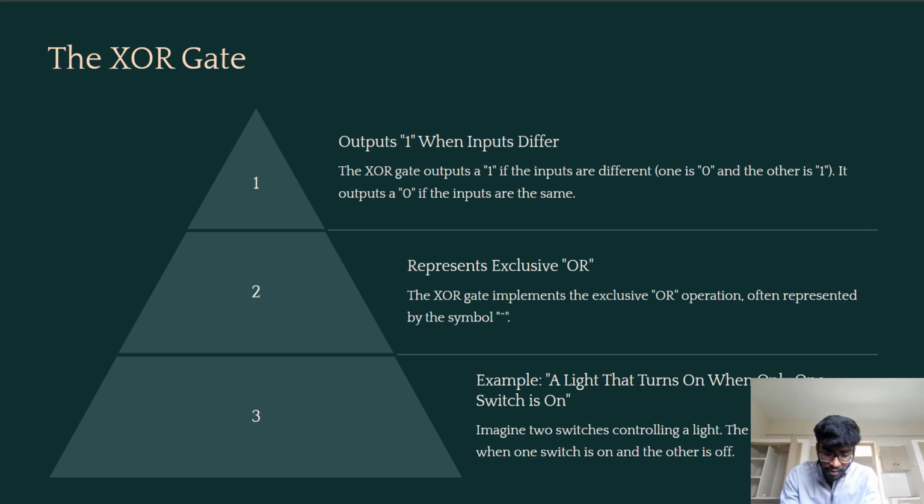Example: a light turns on when only one switch is on. Imagine two switches controlling a light. The light is on only when one switch is on and the other one is off.